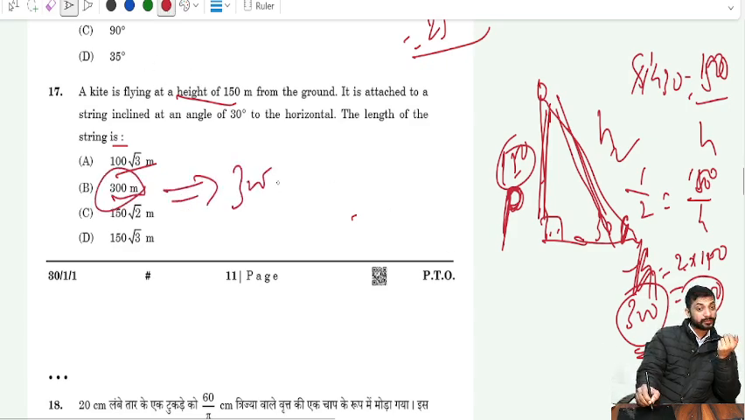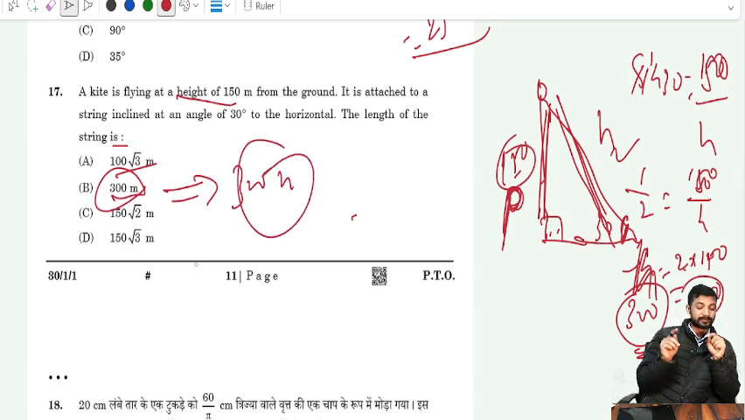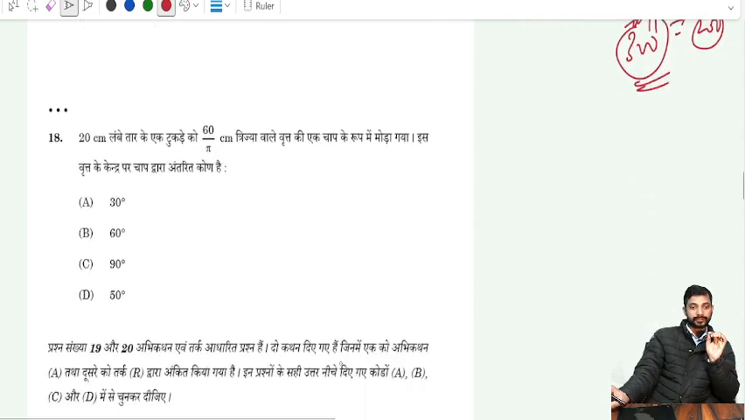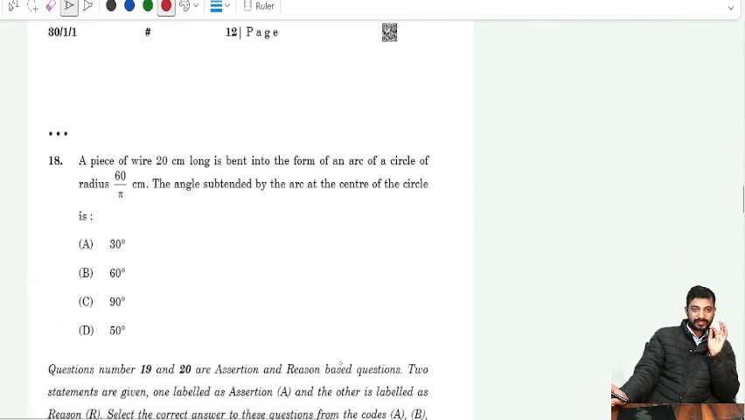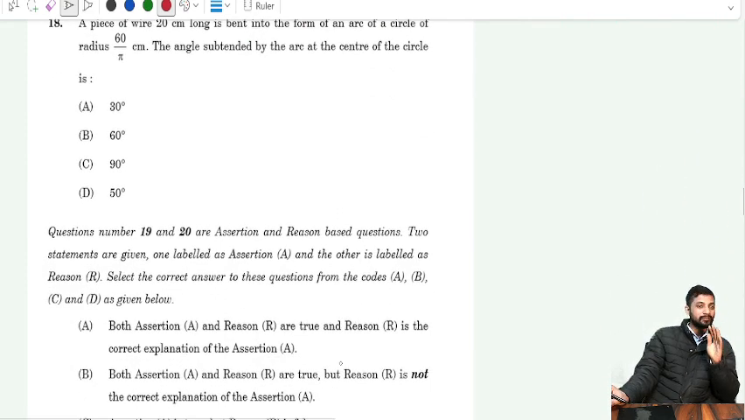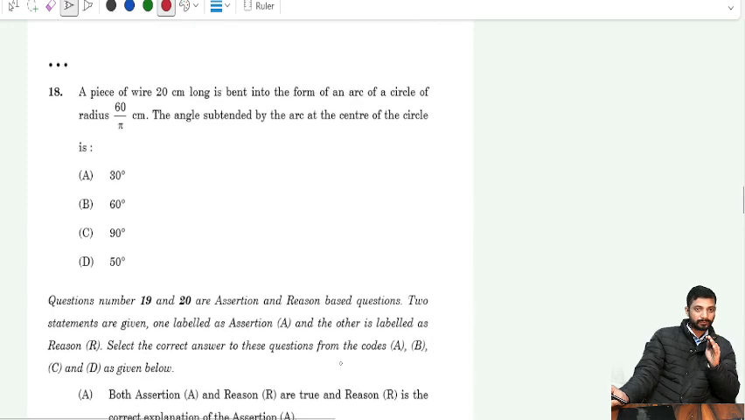You will make the same mistakes. Be careful. The same mistakes will happen in the examination. So you must practice and be careful while solving the questions. Don't lose your focus. If you make a silly mistake, then you will lose your marks. So be prepared, be conscious while solving your questions. Next question.